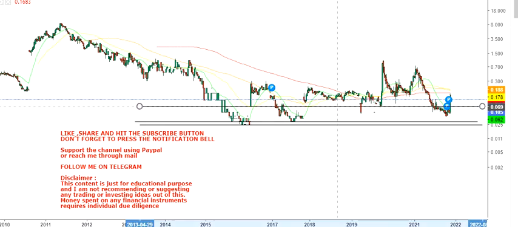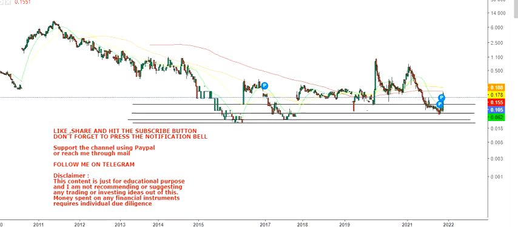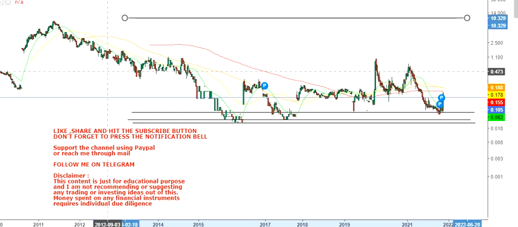Because there is some swing, we are analyzing it, but you better understand your risk before entering into this kind of stock.